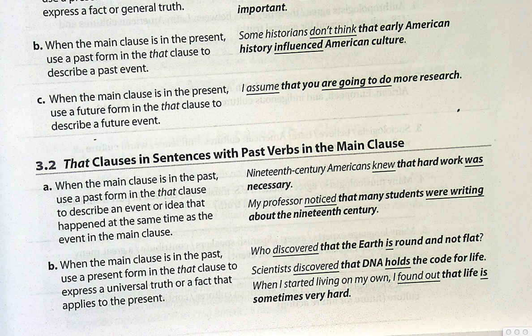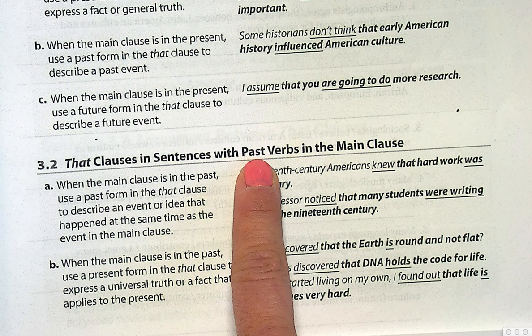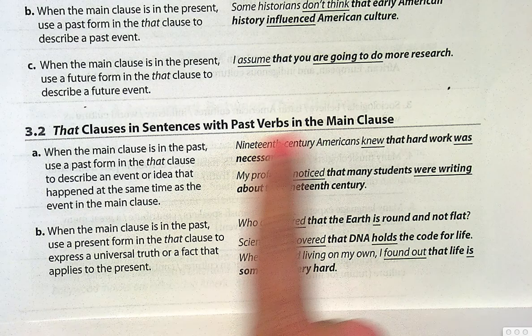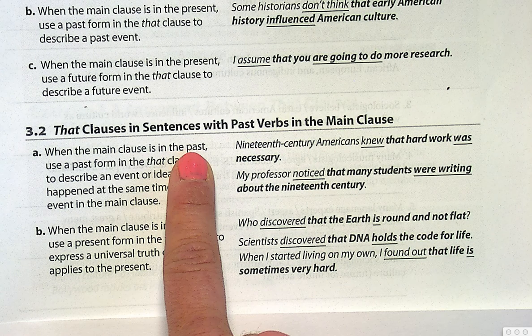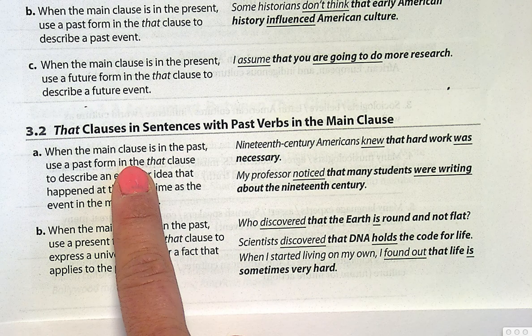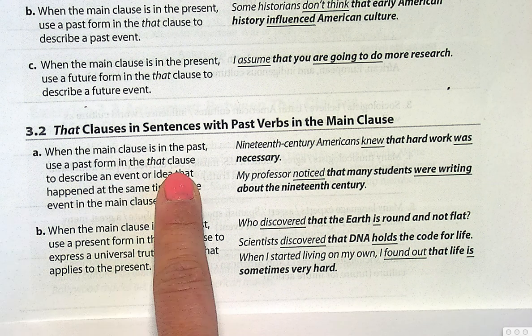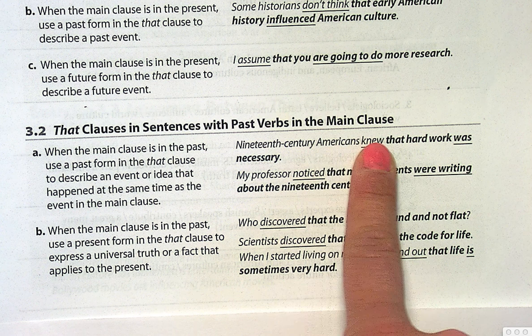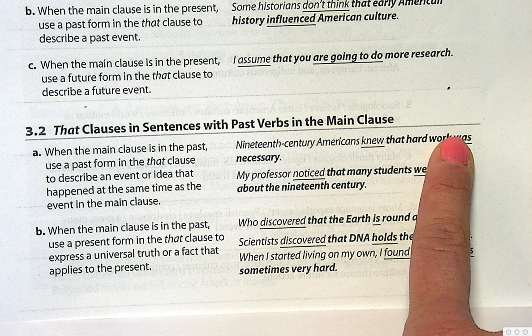Rule 3.2 says we're looking at that clauses with past verbs in your main clause. So past verbs in the main clause. It says, when a main clause is in the past, use a past form in the that clause to describe an event or idea that happened at the same time. 19th century Americans knew that hard work was necessary.